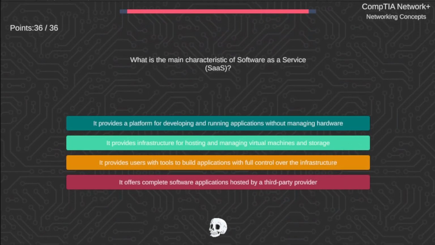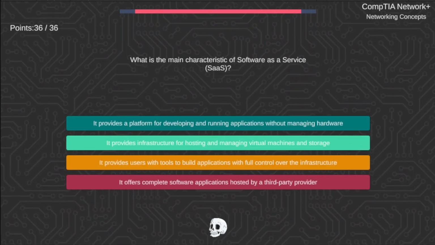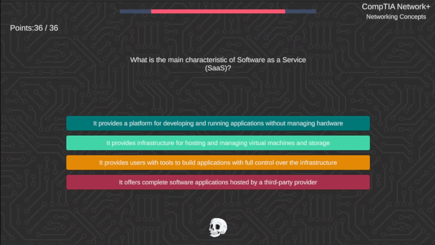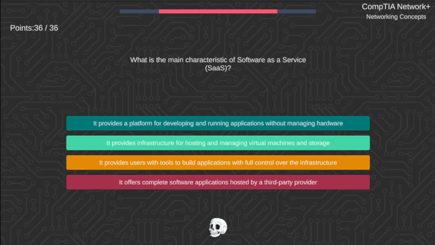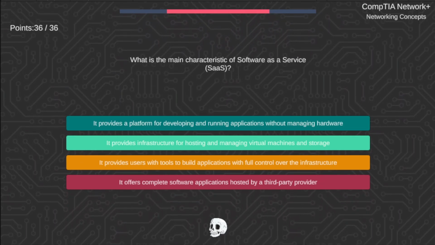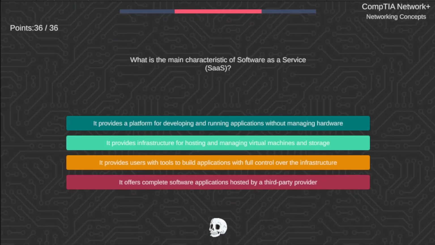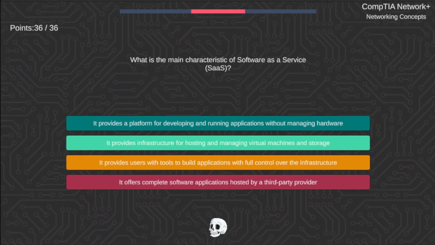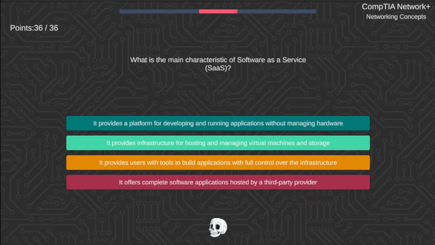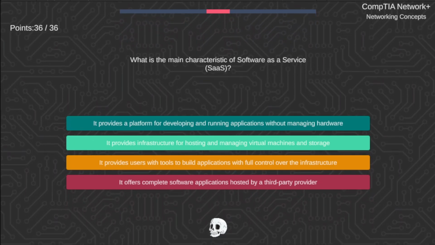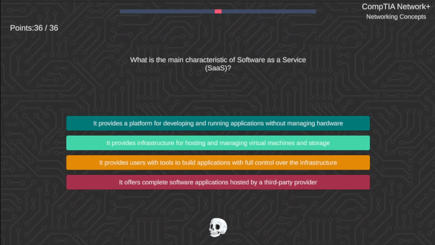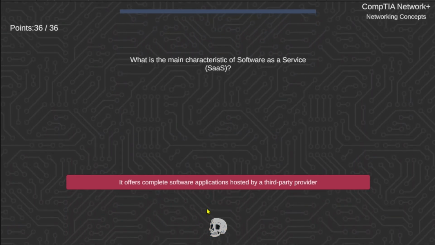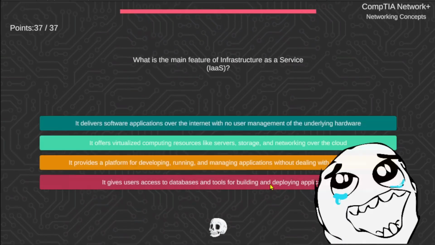What is the main characteristic of software as a service, SaaS? It provides a platform for developing and running applications without managing hardware. It provides infrastructure for hosting and managing virtual machines and storage. It provides users with tools to build applications with full control over the infrastructure, or it offers complete software applications hosted by a third-party provider. Software as a service. Correct answer is it offers complete software applications hosted by a third-party provider.